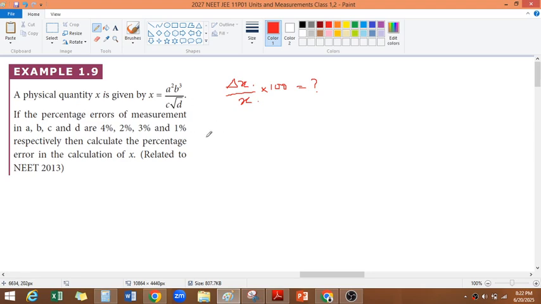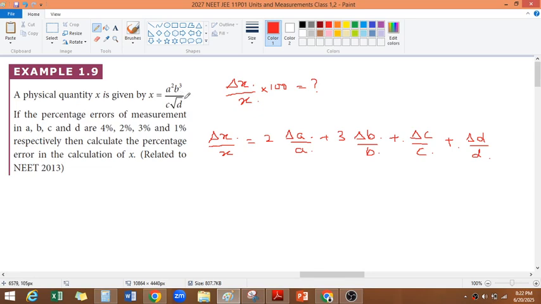So if I want delta x by x, according to the power formula, I will write it as 2 times delta a by a plus 3 times delta b by b. Here you will put a minus, which is wrong. You have to put plus. Power is 1 here, so you don't have to put anything. So delta c by c plus delta d by d.